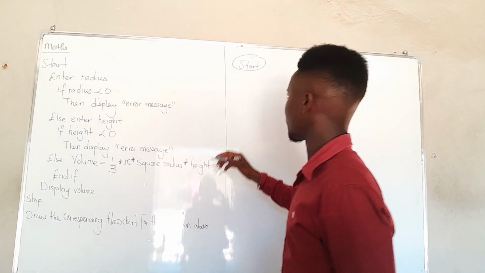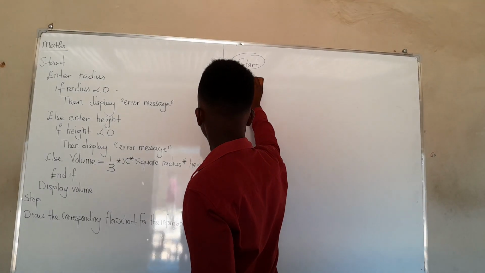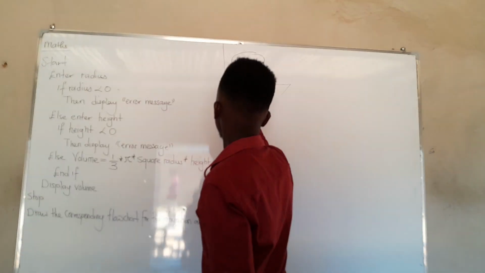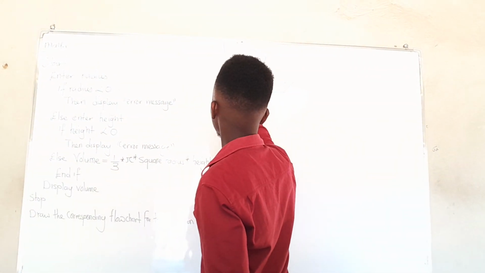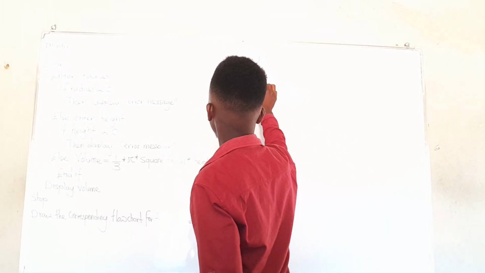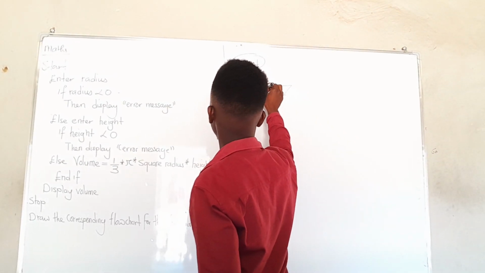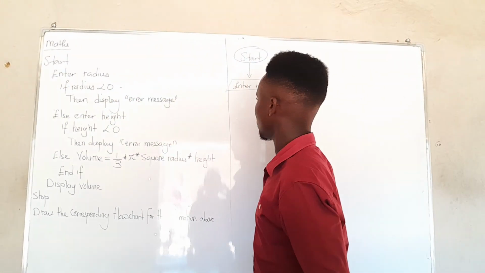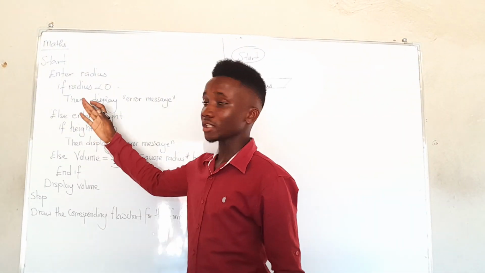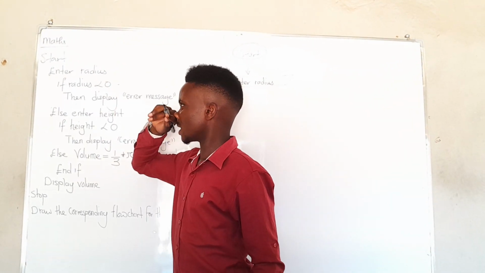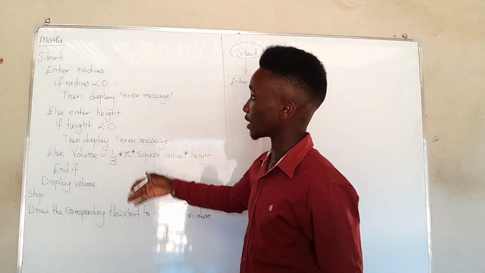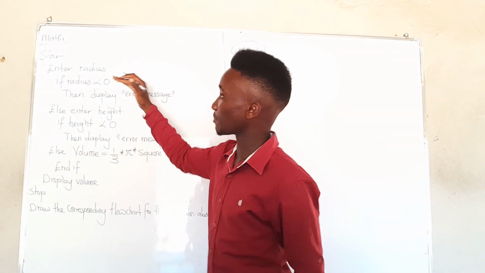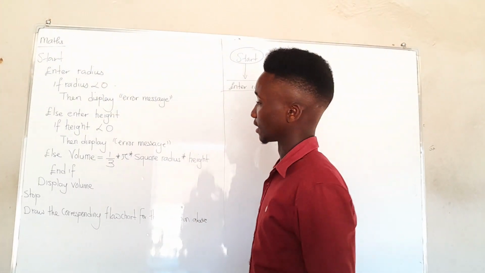From there, enter radius. So enter, we use our parallelogram. I'll draw my parallelogram there, like that. Then I'll say enter radius. Exactly what they've said there is what I'm putting in here. The only thing that I'm doing is replacing these words in shapes, identifying which shape I'm supposed to use when I'm told something. So enter, I know this is the parallelogram, but what am I putting inside the parallelogram? Enter radius, just like that.